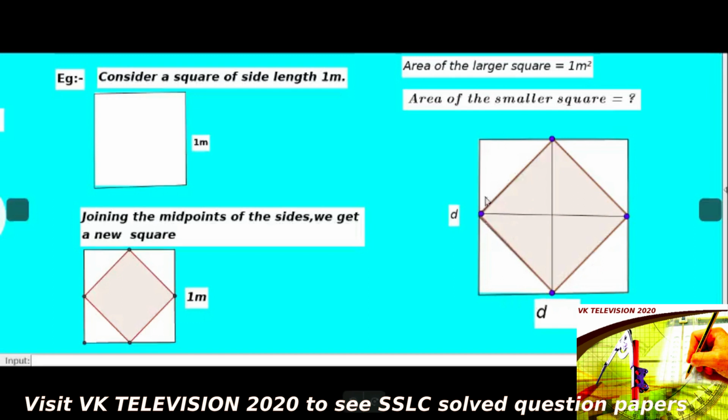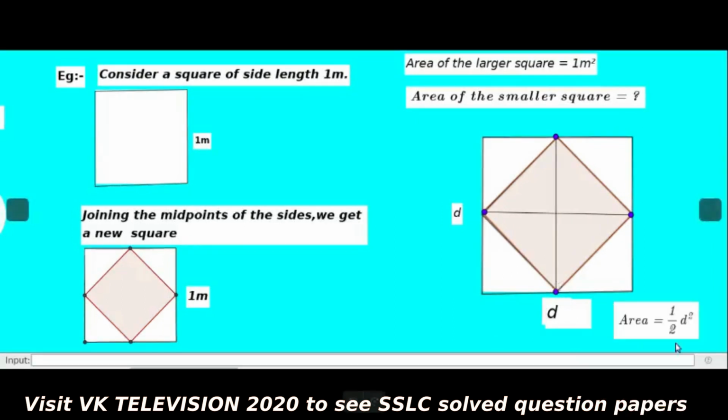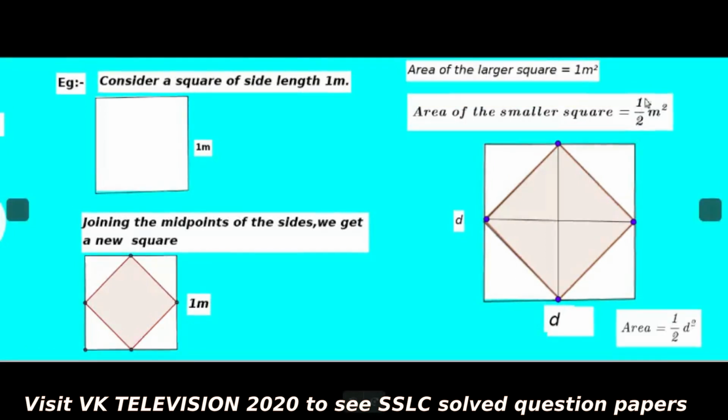We take the side length equal to d. So this diagonal length is also d. Then the area is equal to half into diagonal into diagonal, that is half into d into d, that is half into d square. So the area of the smaller square is equal to half into 1 square, that is half meter square.